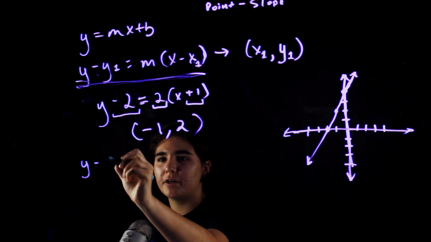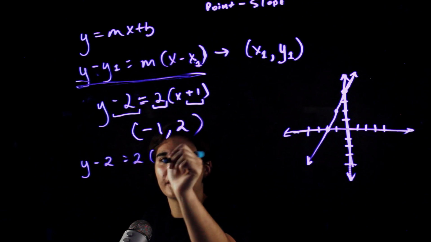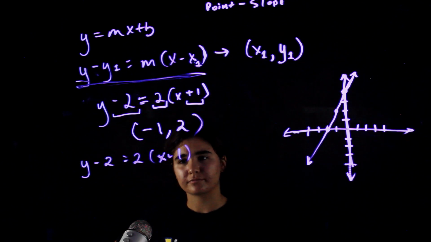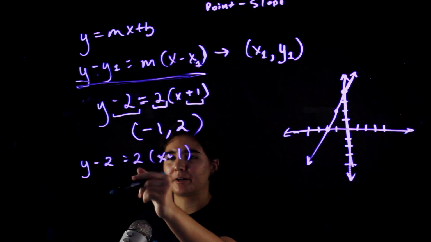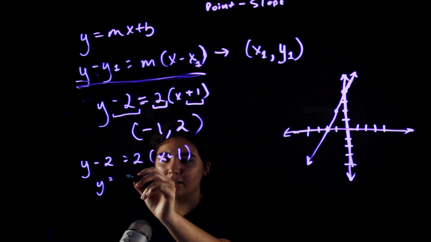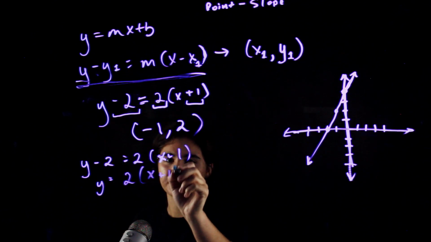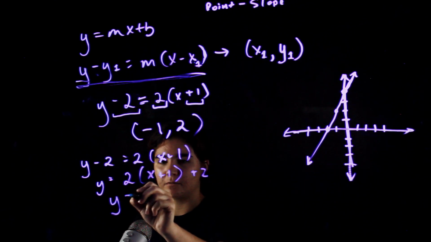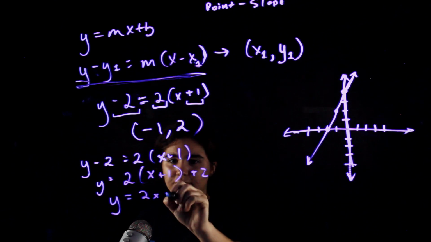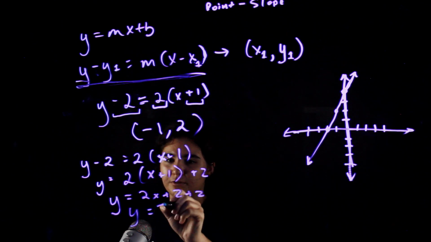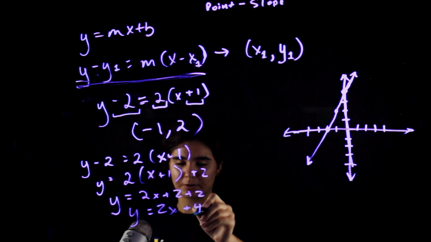So we have y - 2 = 2(x + 1), and we're just going to solve for y, right? So we have to move this 2 to the other side, add 2 to both sides, so we get 2(x + 1) + 2. Then we're just going to distribute this. y is equal to 2x + 2, then this + 2. So now we have y = 2x, combining like terms, + 4.